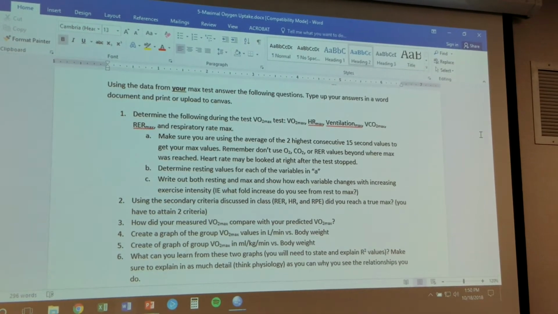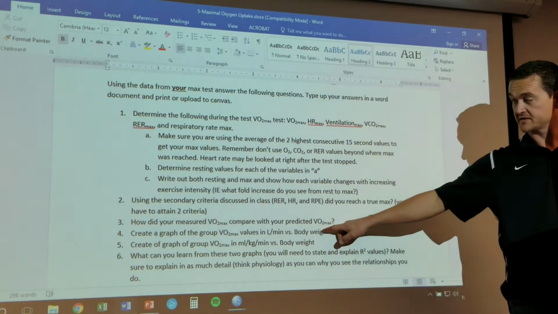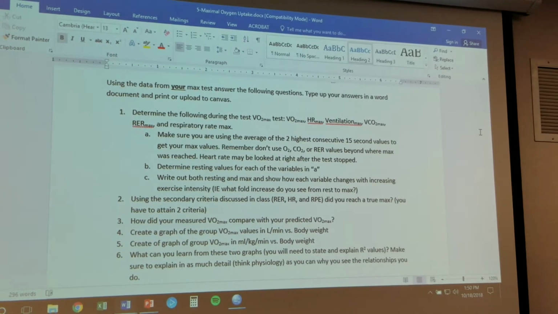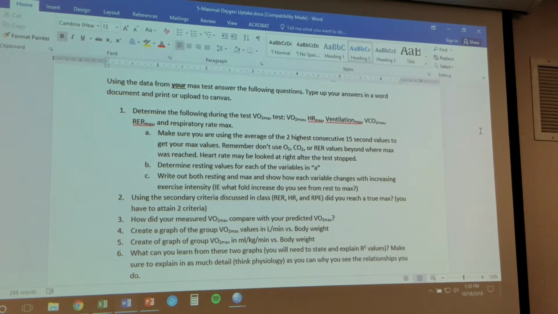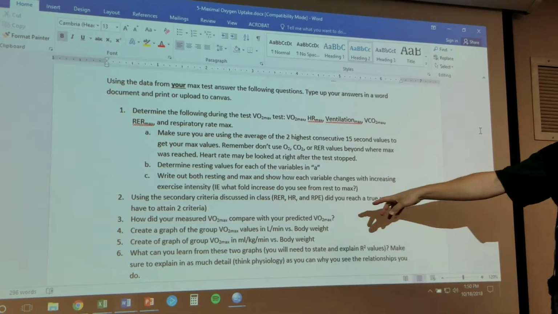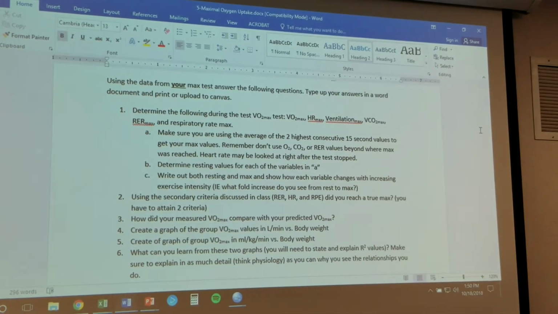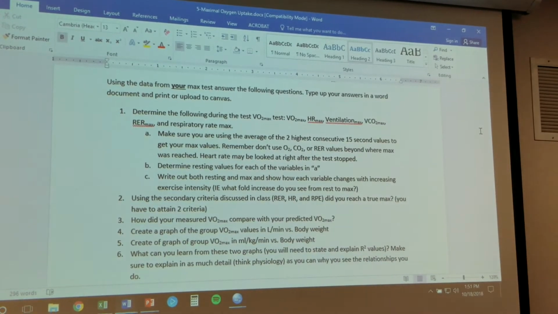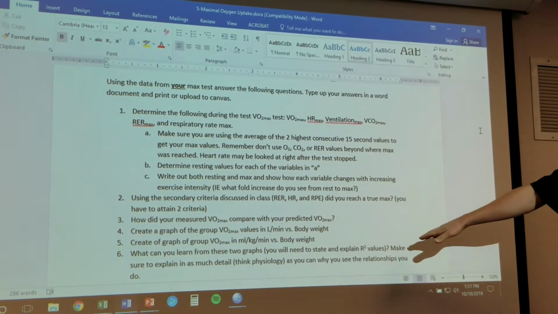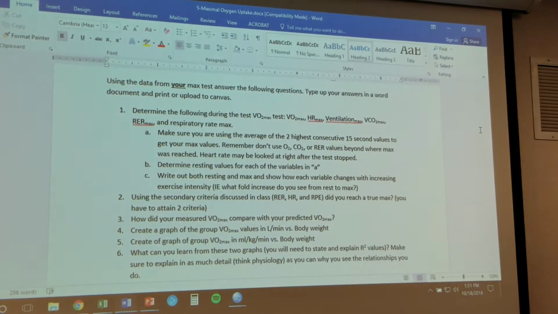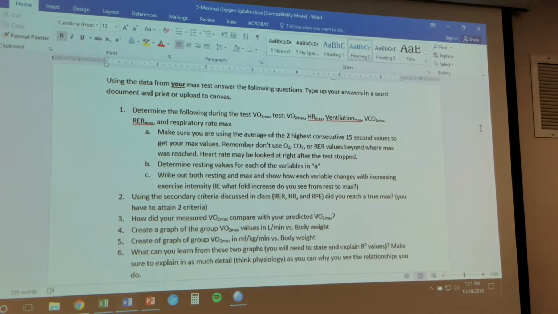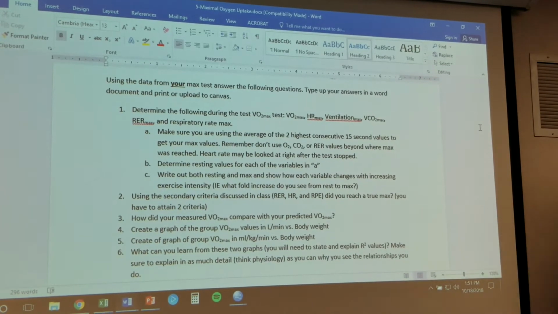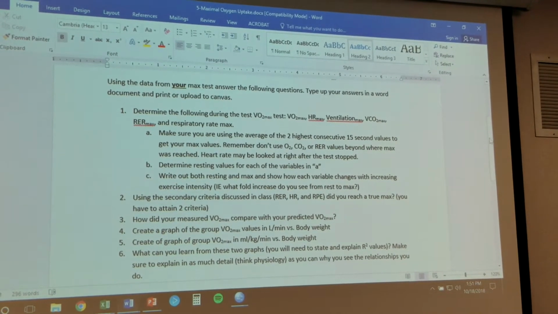And then you're going to use the group VO2 max in liters per minute. Graph that versus body weight. This is from the group data that we have on the Google sheet. So just one graph of body weight versus VO2 max in liters per minute. And then another graph of mLs per kg VO2 max and body weight. Then you're just going to think about what those two graphs mean. Again, you're going to find the R squared value of those two relationships, and then interpret what that's telling you.